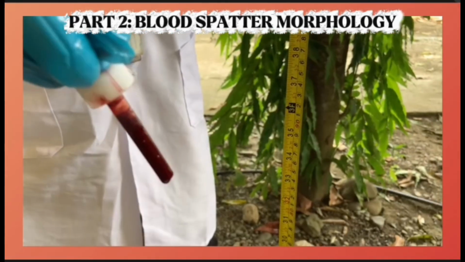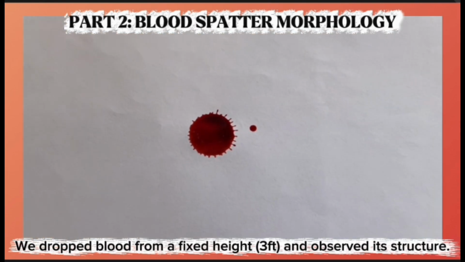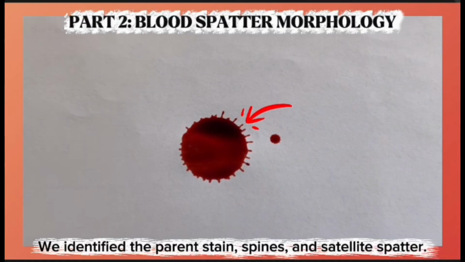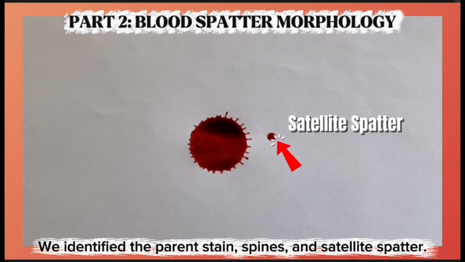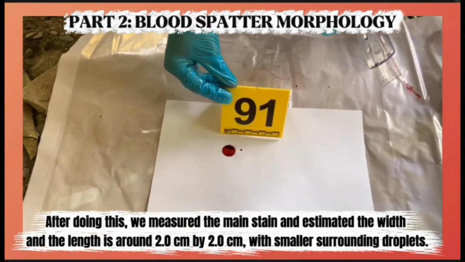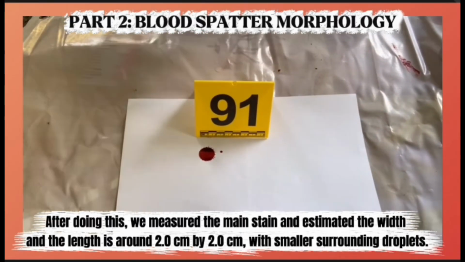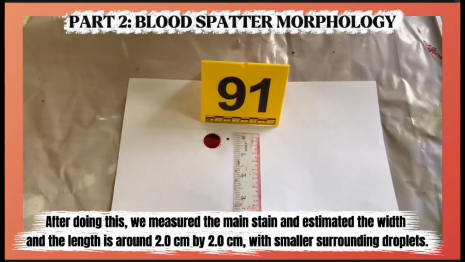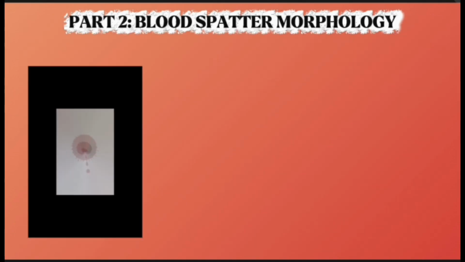We dropped blood from a fixed height of 3 feet and observed its structure. We identified the parent stain, spines, and satellite spatter. After doing this, we measured the main stain and estimated the width and the length to be around 2 cm by 2 cm, with smaller surrounding droplets.